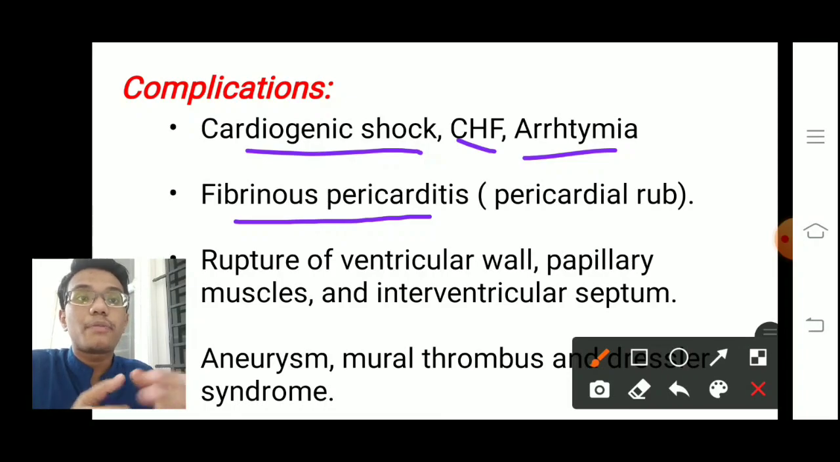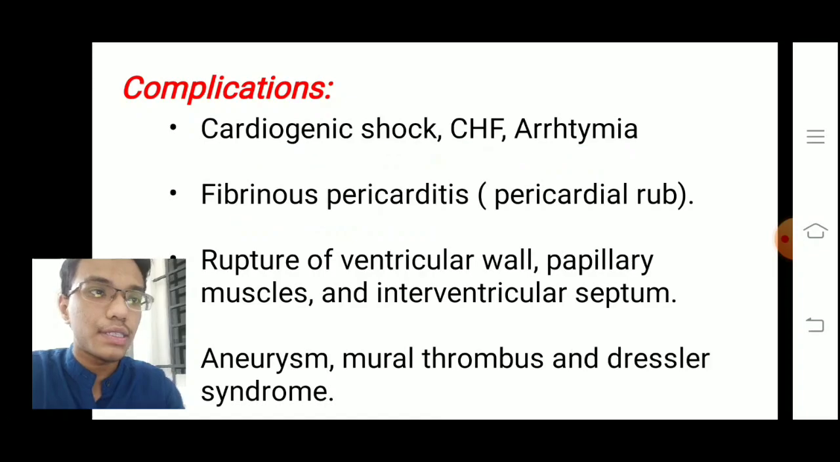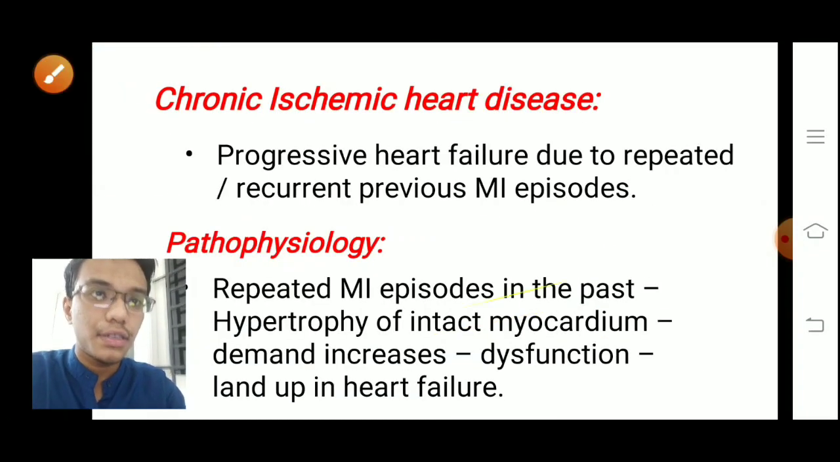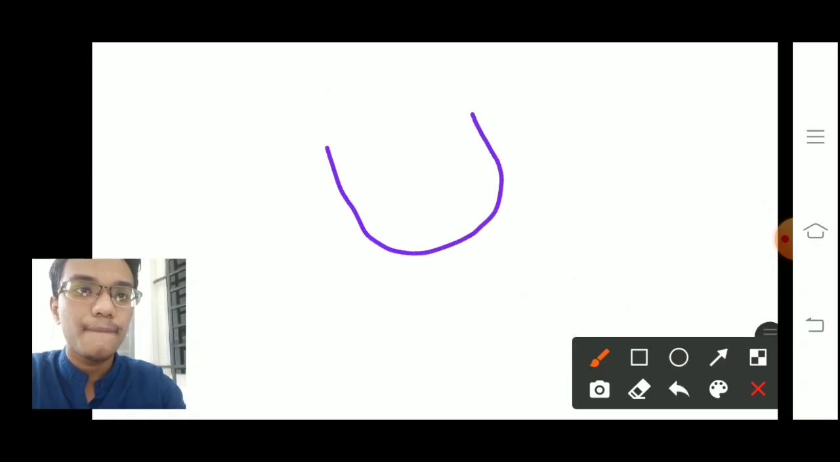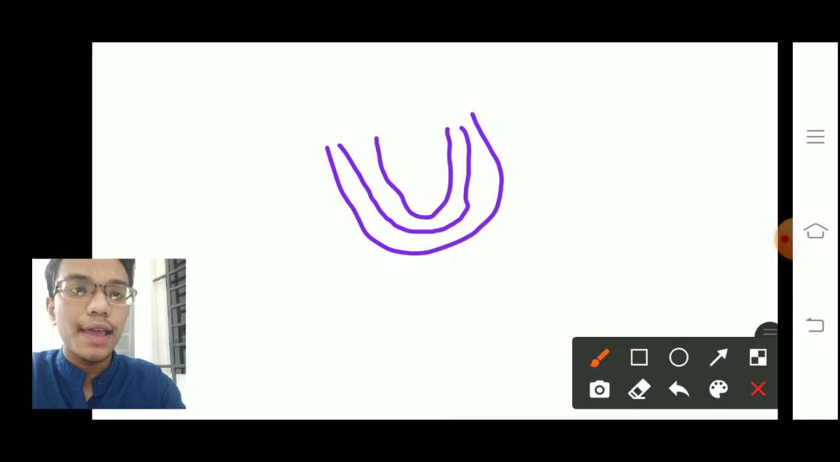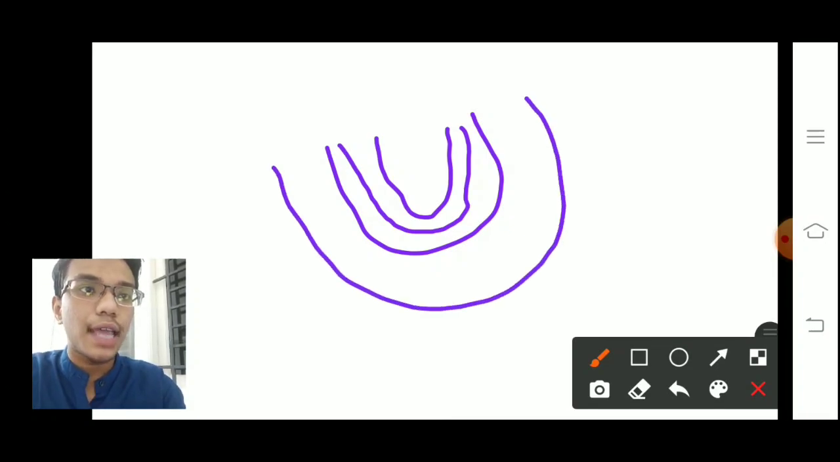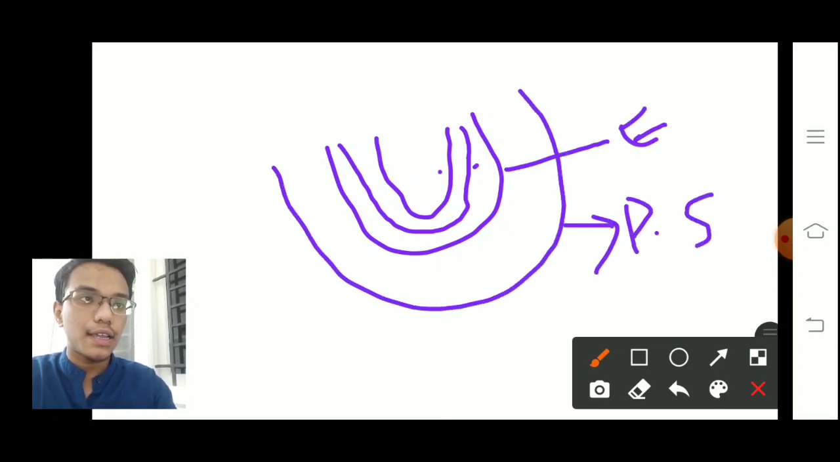There are a lot of complications in your Robbins book. You can read that, you can go through that, but still this complication you should never forget. Okay, so what is fibrinous pericarditis? Suppose, let me draw here. Suppose this is the heart. It has 3 valves, and this is the pericardial sac. Yes, that is the pericardial sac I am writing.